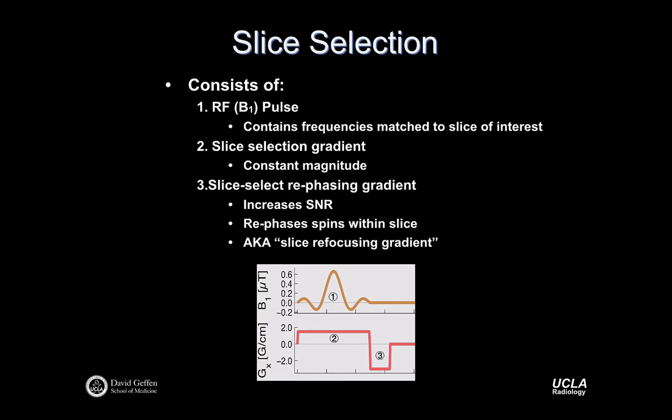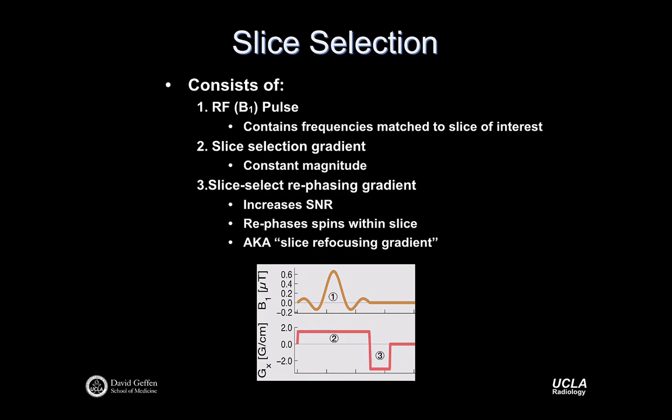The reason for that is this process of excitation, events one and two together, will cause a through-plane dephasing, so that through the thickness of your slice, or slice have a finite thickness, maybe it's a few millimeters, maybe it's 10 millimeters, but through the thickness of your slice, your spins will be pointing in different directions as a consequence of this part of the slice selection process.